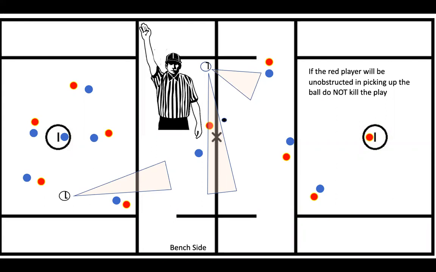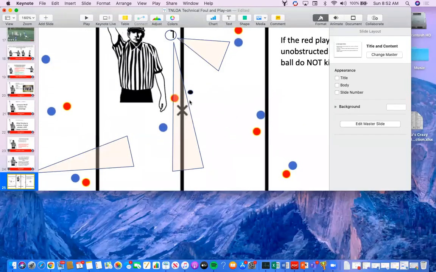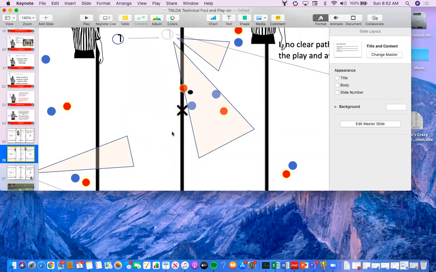Okay. In this type of scenario, actually, this should be blue. If this ball is squirted out and they're attacking this direction, going to the right, and he is unobstructed, this is a play on, don't kill it, see if he picks up the ball. Again, this is where we'll make our money.